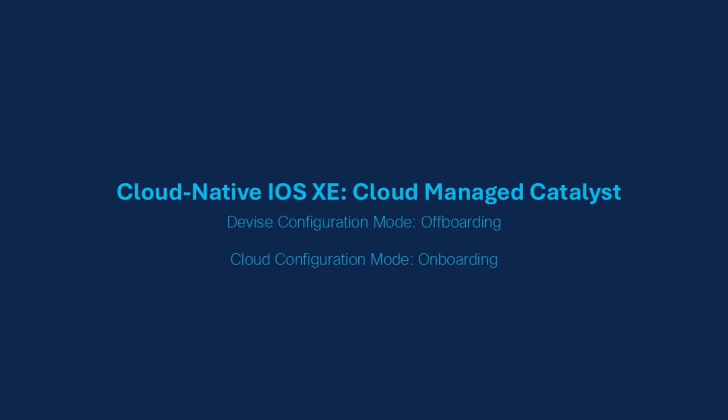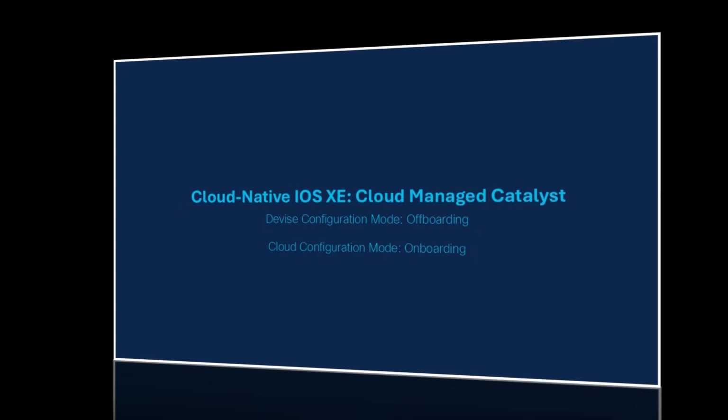In this video, I will demonstrate how to offboard a Cisco Catalyst switch in device configuration source mode, formerly known as hybrid operations mode, and reconfigure it into cloud configuration source mode, formerly known as cloud operations mode. When completed, this switch will be fully cloud managed by the Meraki Dashboard.